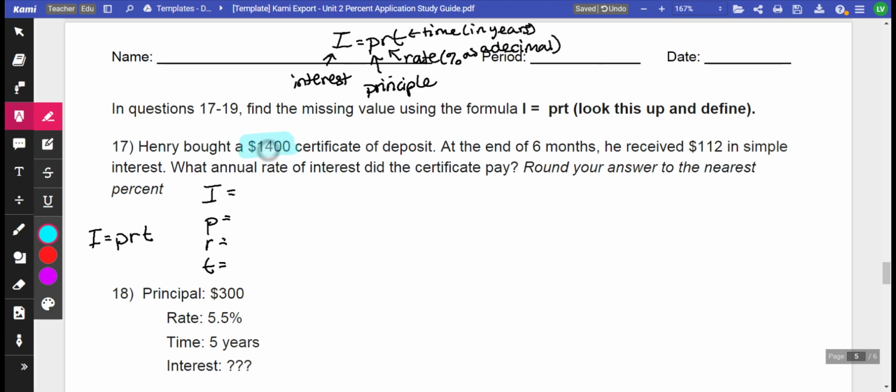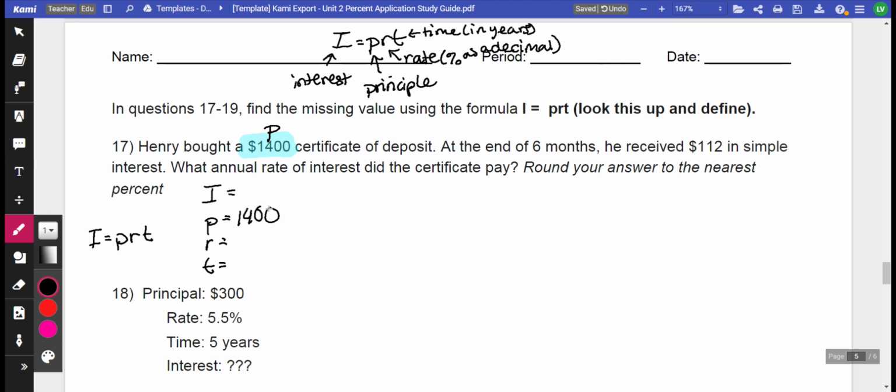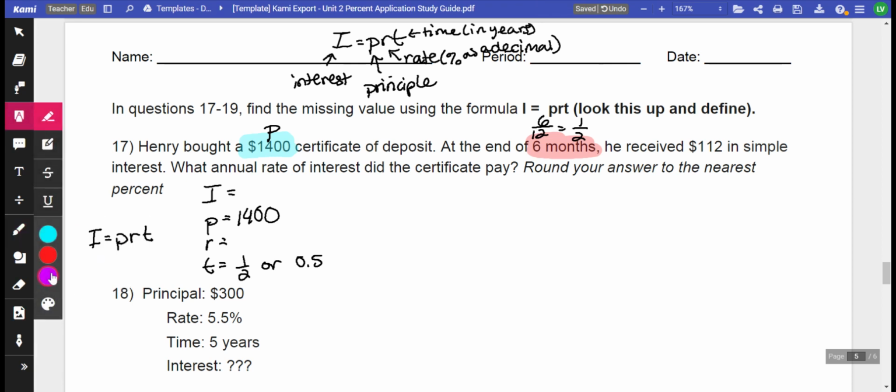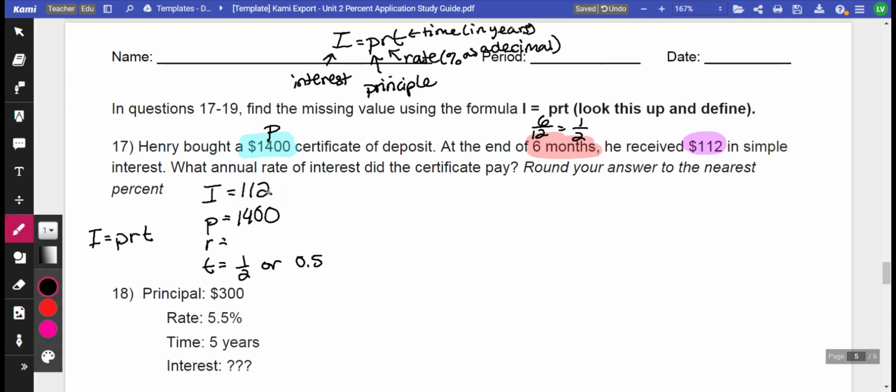All right, so the 1,400, that's my initial amount. That's my principal. So I'm going to label that as 1,400. At the end of 6 months, that's going to be my time. But 6 months has to be in years. So that's 6 months out of 12 months. So that's half a year. So time is 1/2. Or you could also write it as 5/10, whichever one you would prefer. And then we have the information of $112. That's my simple interest. And it wants to know what annual rate of interest is. Well, that's going to be my R. I don't know what that is.